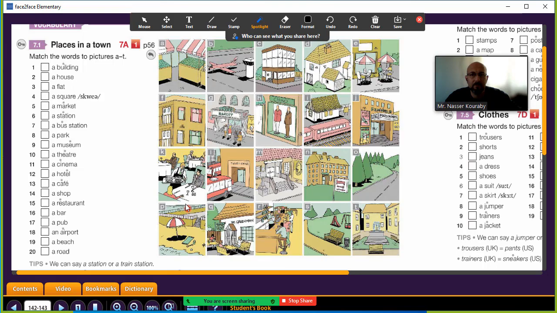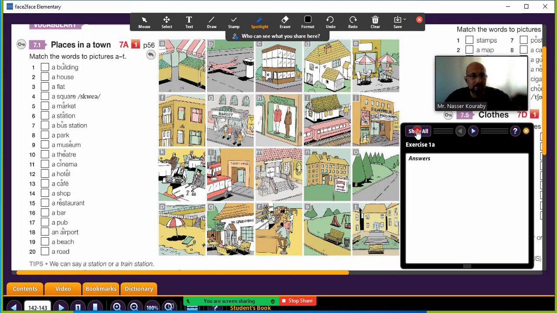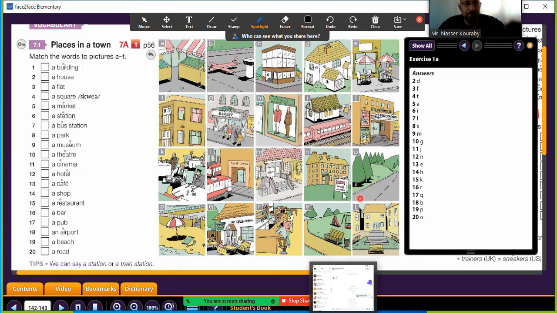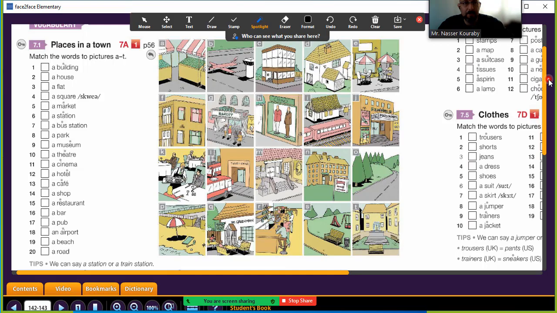So now let's check the answers. Here we have all the answers, so you can check. Let's put this here. If there is any word you are not sure about, no problem, you can check in the dictionary. Let's go here. We have a tip.